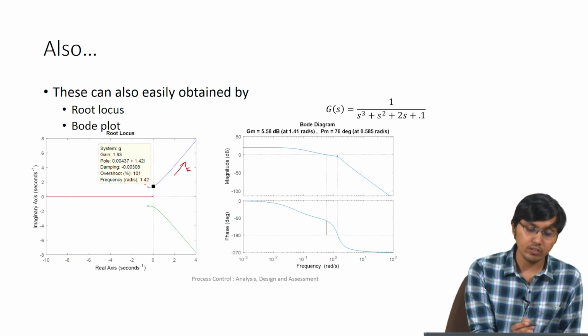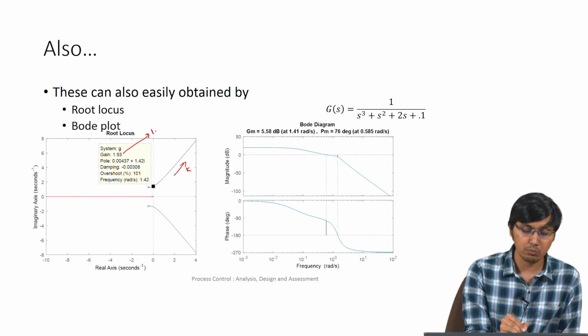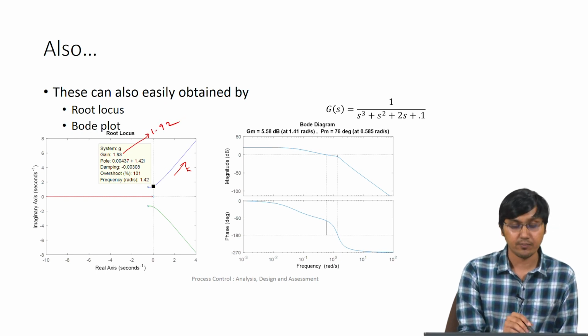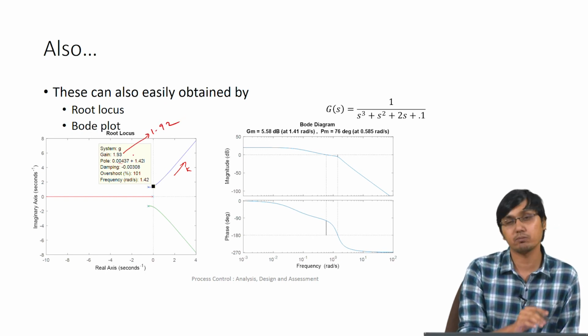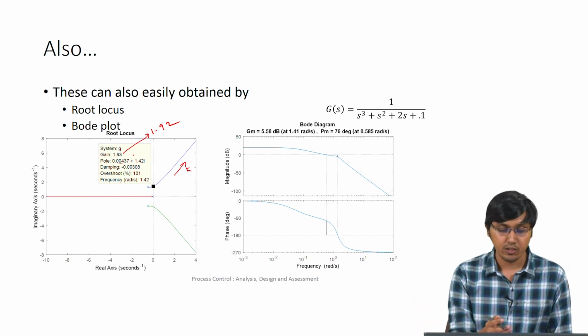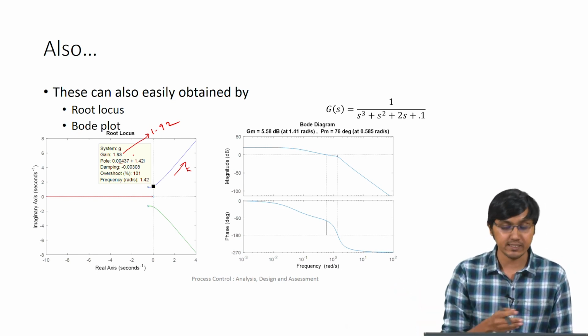So on the imaginary axis it is somewhat close to 1.92 or something, because this pole is not on the imaginary axis, it is somewhat tilted towards the right of the plane. So if you decrease the gain, you will get on the imaginary axis.